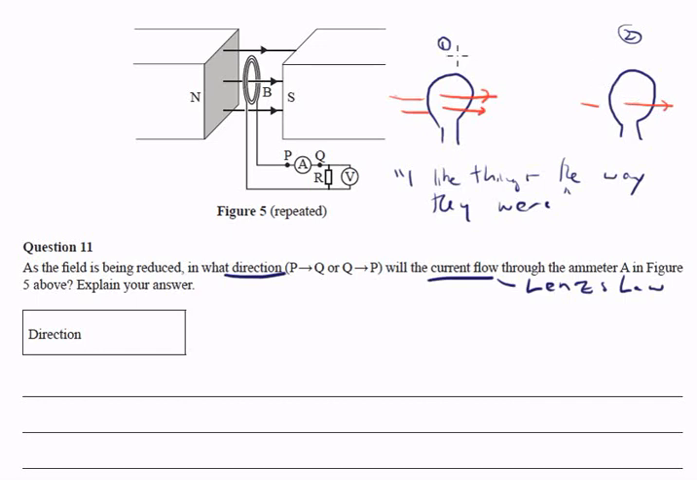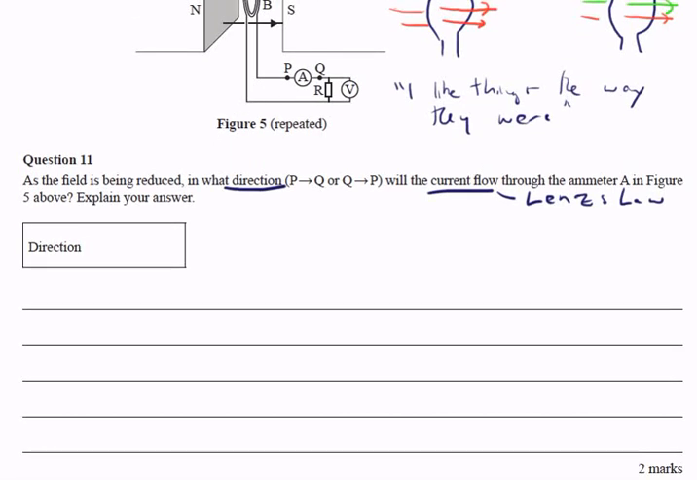So how did it like things? It liked having a lot of field lines. And now it doesn't. So what is it going to do? It's going to make its own field lines like that. So let's start writing this out. We'll do the direction last because we worked it out.